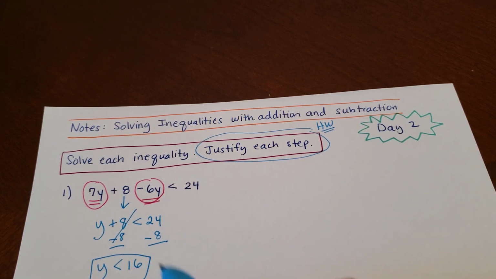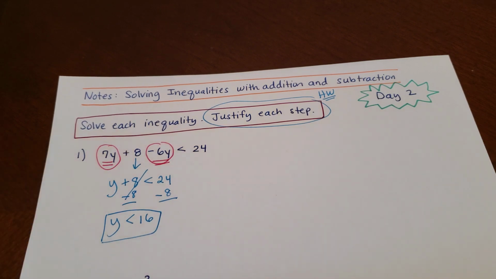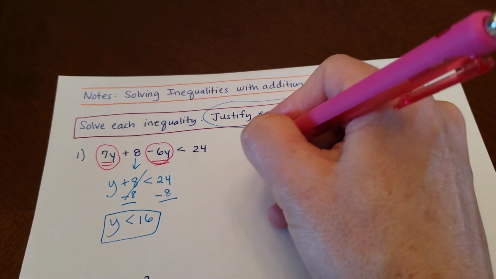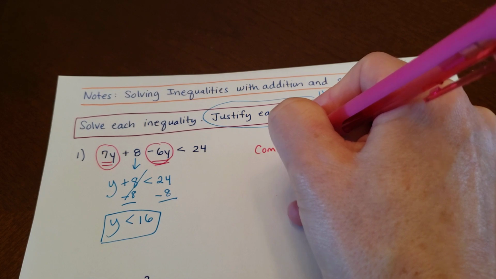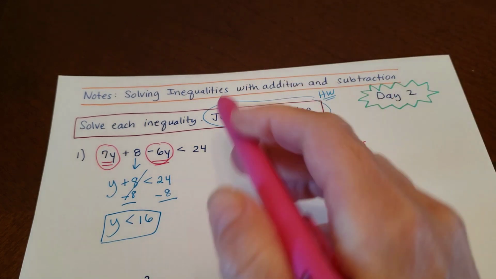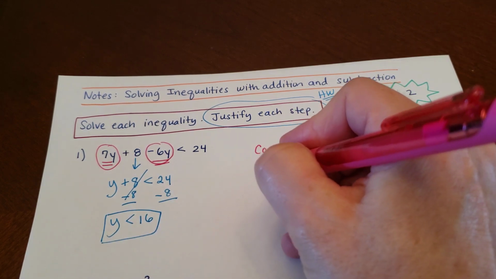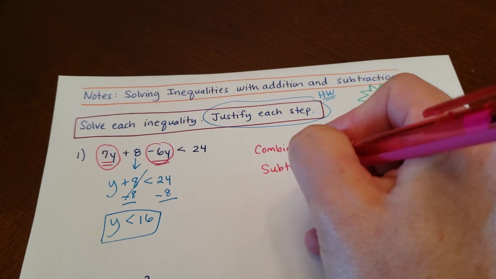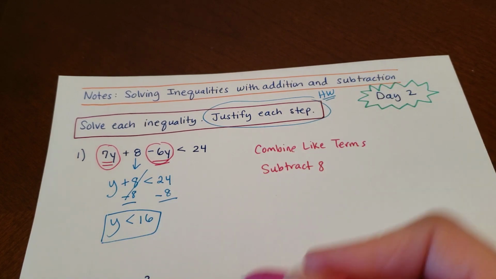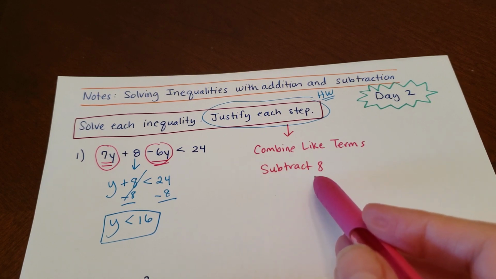So that's the first part of the problem, is solving it. The second part is to just go through and justify what actually happened. So for the first step, we put the 7y and the negative 6y together. We call this combine like terms. And then we were here and we subtracted 8 to both sides. We'll put subtract 8. And then we got the answer. So when it says to justify, it's just meaning to write off to the side in words what you did.